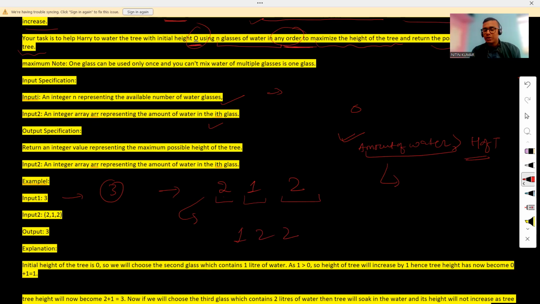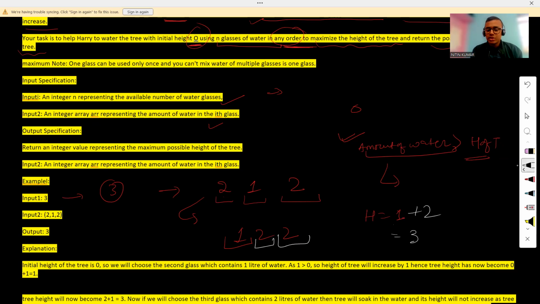Okay. So initially the height of the tree is 0. We pour 1 liter of water. 1 is greater than 0, obviously, yes, so 1 will be added to it. Now our height will be 1. Now again you can see the next water amount is 2. Since 2 is greater than our current height of the tree, it will also be added to it, and the new height will be 3.